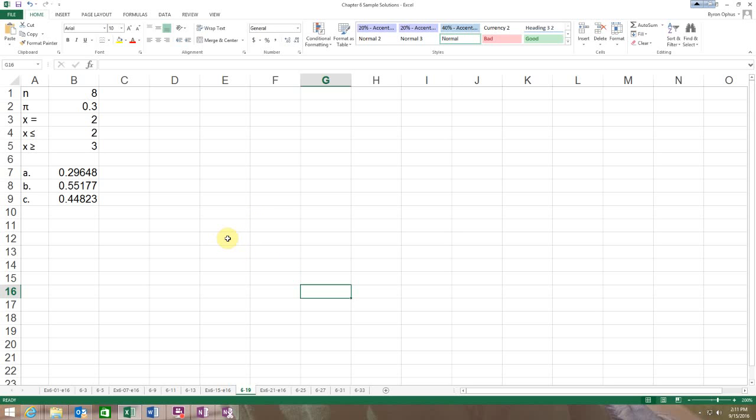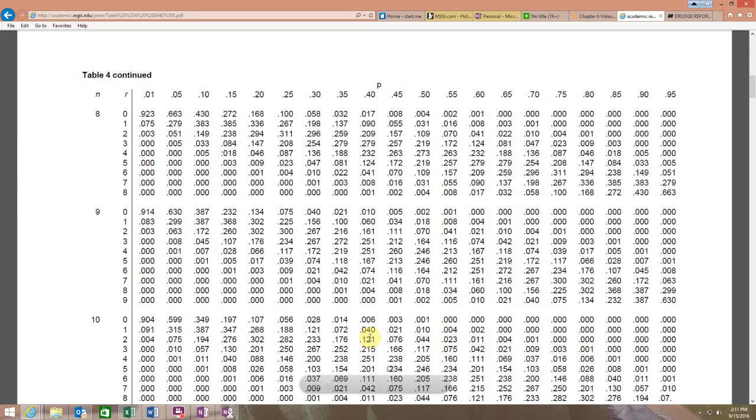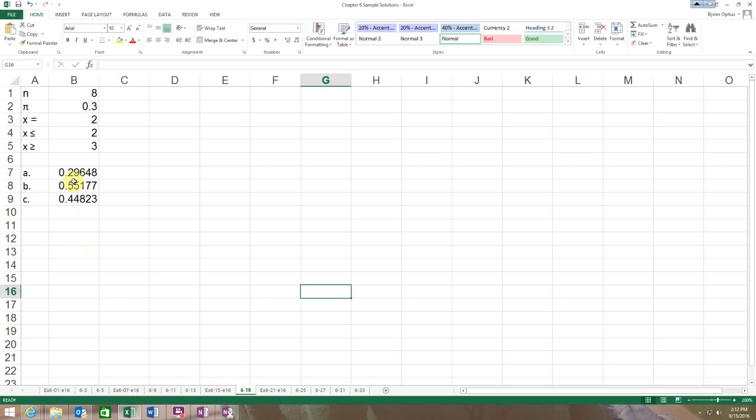But 6-19 says this. In a binomial distribution, n is equal to 8, my probability is 30%. Find the probabilities of the following events. One is that x is exactly equal to 2. If we went and looked at our chart, with 8 as my n and 0.30, and exactly 2, I should end up at 0.296 if I'm not mistaken, and that's what I end up with.